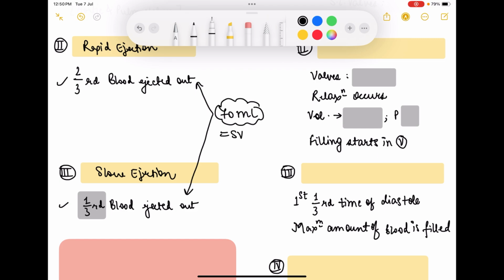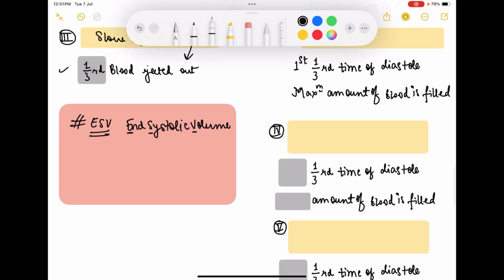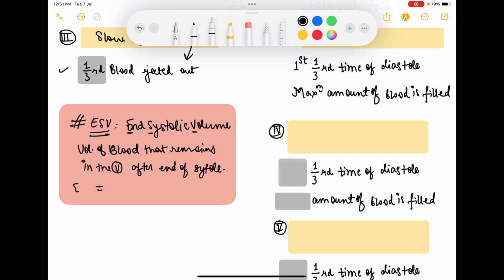So, what is stroke volume? Stroke volume is nothing but the volume of blood pumped out by each ventricle in one cardiac cycle or in one heartbeat. Now, we'll discuss ESV. ESV stands for end systolic volume. Let's write down the definition of ESV. ESV is the volume of blood that remains in the ventricle at the end of systole. This ESV equals 50 ml of blood.